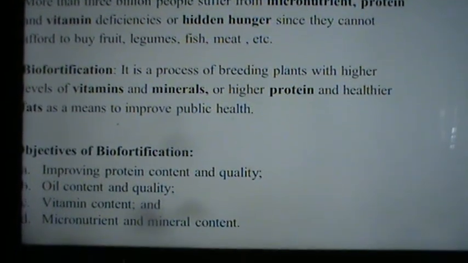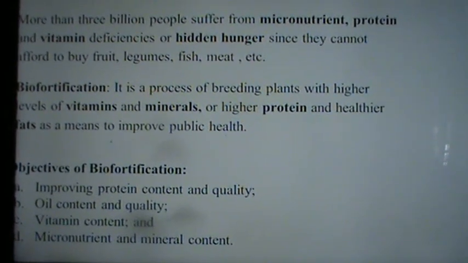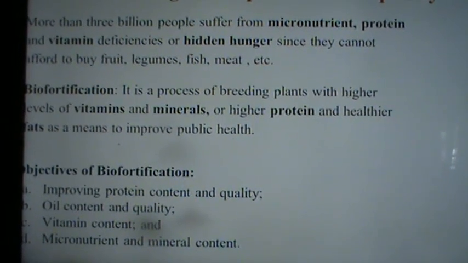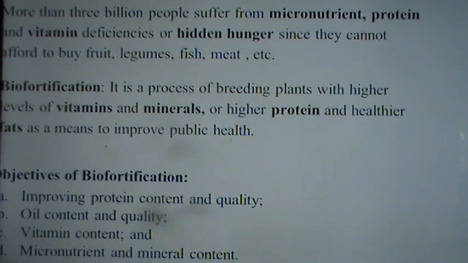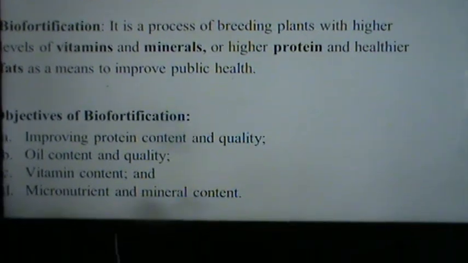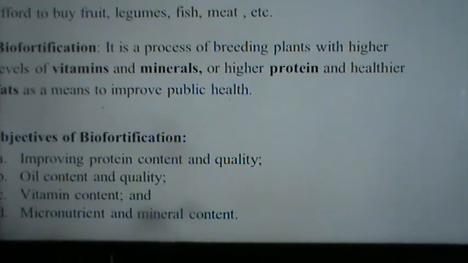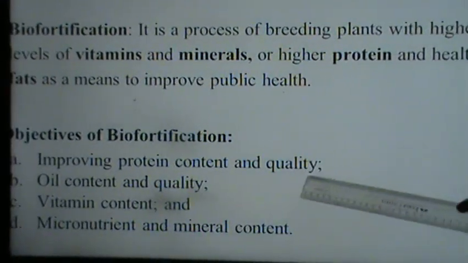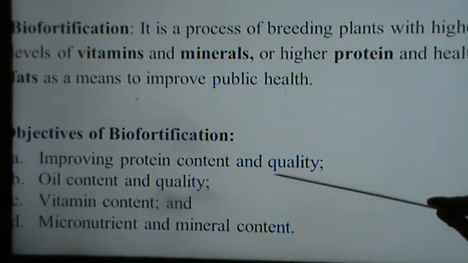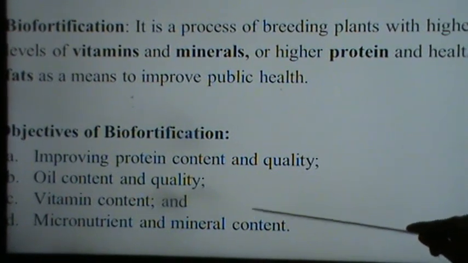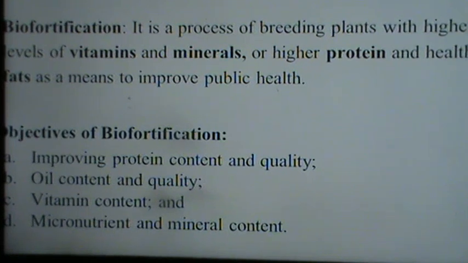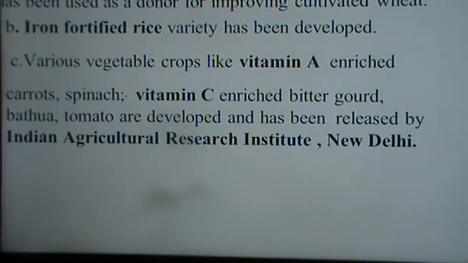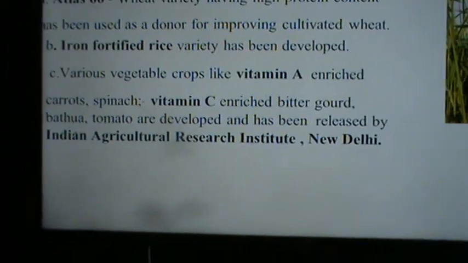So there is another alternative method, known as biofortification. In this method, plants are bred with higher levels of vitamins and minerals, or higher protein and healthier fats. It is a means to improve public health. And what are the main objectives? It improves the protein content, oil content, vitamin content, and micronutrient and mineral content in a hybrid variety of the plant. These examples are very important.